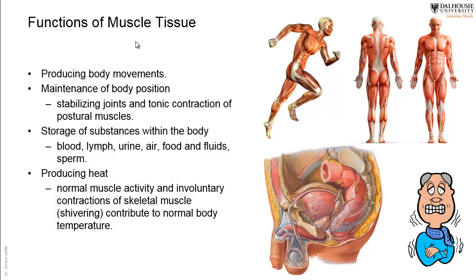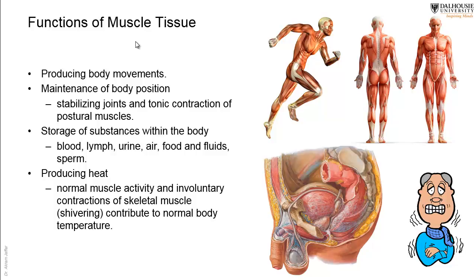The function of the muscle tissue is that evidently it produces movements of the body, and not only does it produce movement, but it maintains the position of the body. So now when you are sitting, by effect of gravity and forces applied to your body, your head will fall forward, if it were not for the muscles of the back of the neck that prevent your head from falling forward.